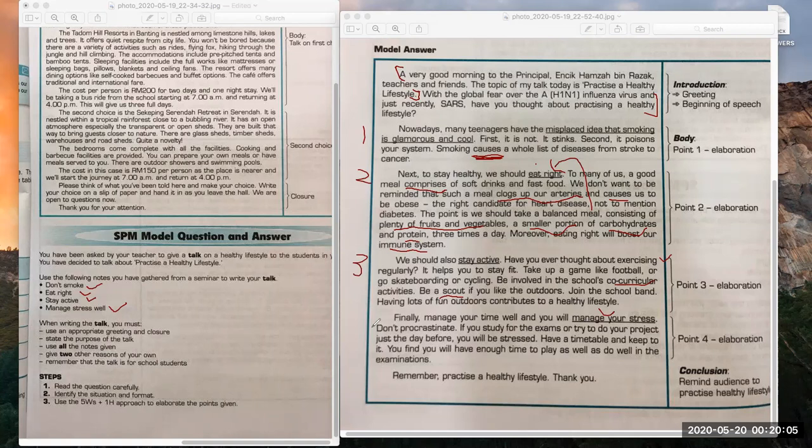Have a timetable and keep to it. You will find you will have enough time to play as well as do well in the examinations. Remember, practice a healthy lifestyle. Thank you. This is the conclusion.